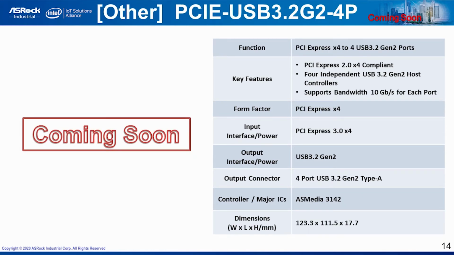This card is PCIe USB 3.2 Gen 2 4-port. It supports PCIe by 4 to 4 USB 3.2 Gen 2 ports by using ASMedia 3142. Each USB supports up to 10 gigabits per second. The input is PCIe by 4, and the output is USB 3.2 Gen 2. This card is under developing and will MP soon.